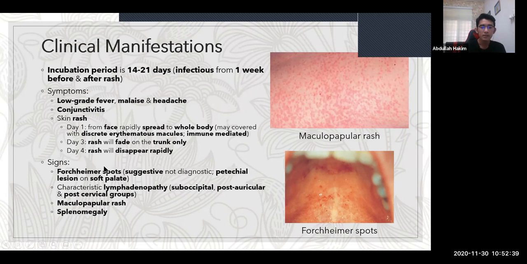So the signs. We need to look for the signs. For the first one, we can see Forchheimer spots. It is only suggestive but not diagnostic. Forchheimer spots are petechial lesions on the soft palate. You can see it in this picture. And then there'll be characteristic lymphadenopathy, with lymph node enlargement at the suboccipital, post-auricular, and post-cervical groups. And then there'll be a maculopapular rash and also splenomegaly.